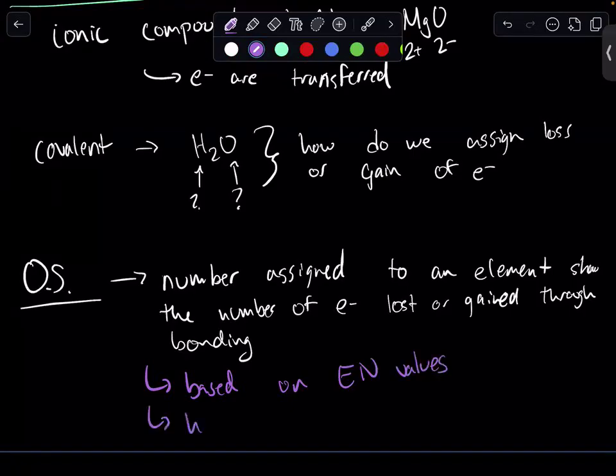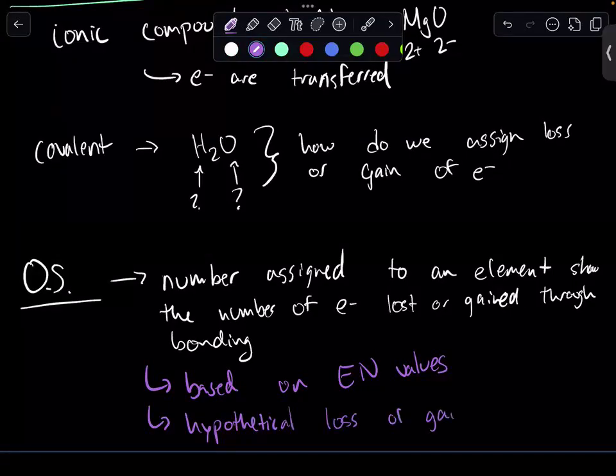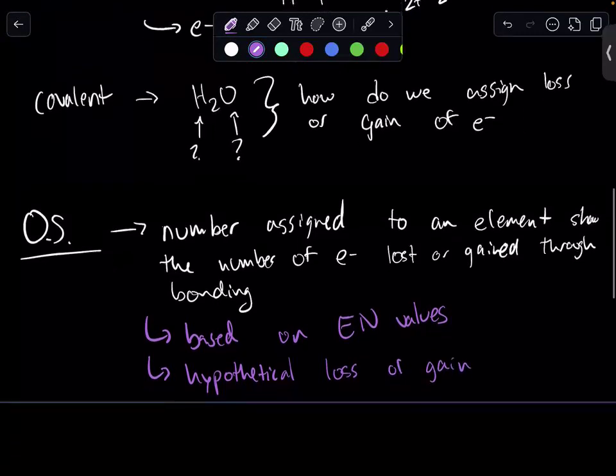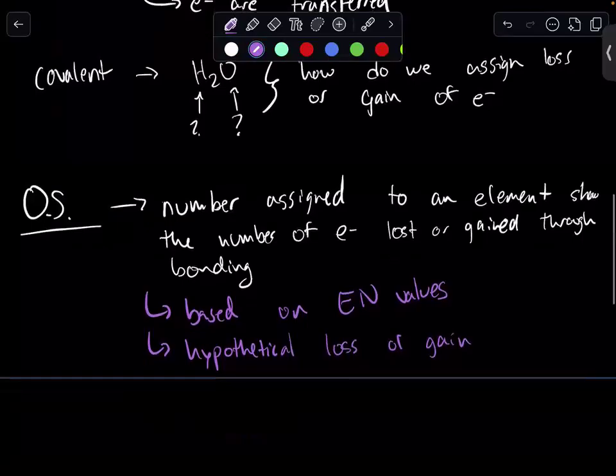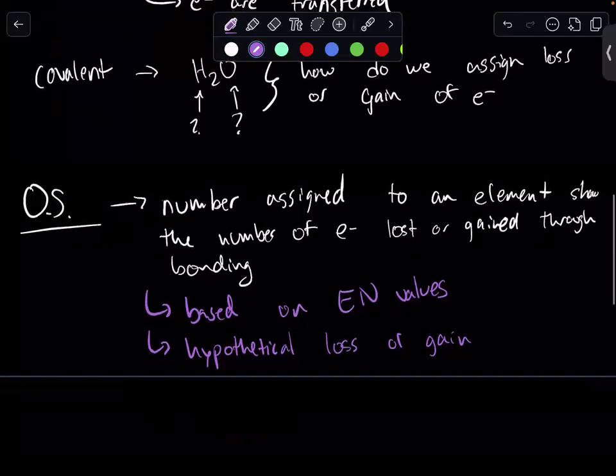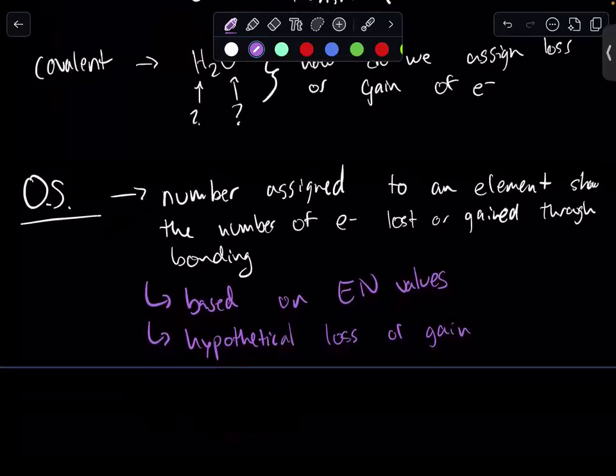Furthermore, this is a hypothetical loss or gain, because in covalent compounds, electrons are shared. And so there is no full loss or full gain. It would be more applicable to use decimal values to say we gained about half an electron's worth, or percentages: the electron is there 40% of the time. But in oxidation state, we're using whole integer values. So we're going to use whole numbers to dictate a loss or a gain.